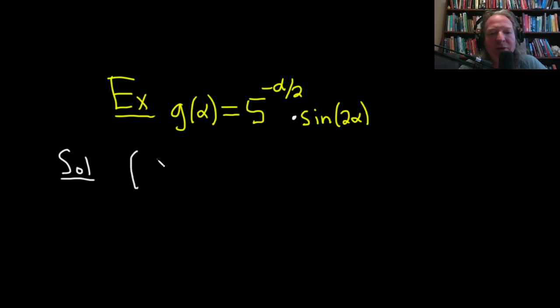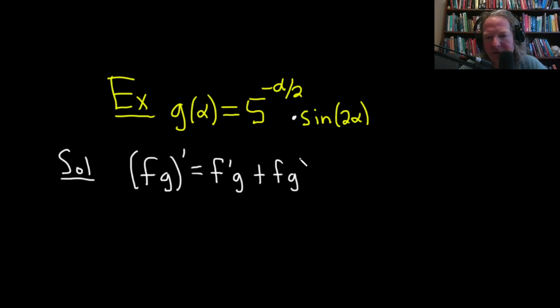As a quick refresher, if you have two functions, f and g, and you want the derivative of the product, you could think of f as your first function and g as your second function. So it's the derivative of the first times the second plus the first times the derivative of the second. Think of f as your first, g is your second.